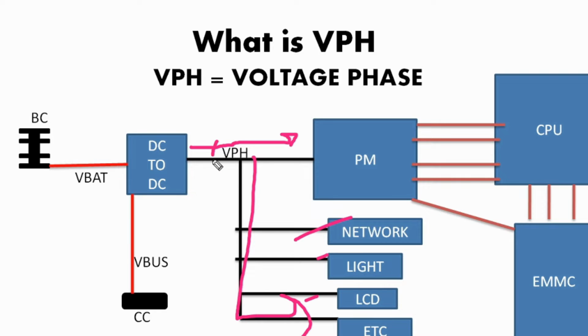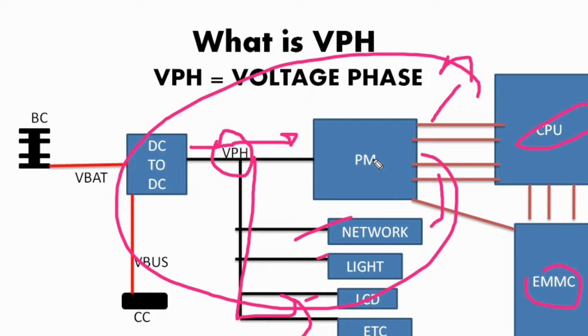This line is called VPH. After VPH, the PM creates the buck lines and also the LDOs. After this, the CPU and eMMC activate. After that, your phone turns on. So this is the whole process. In this whole process, VPH is the main voltage line.